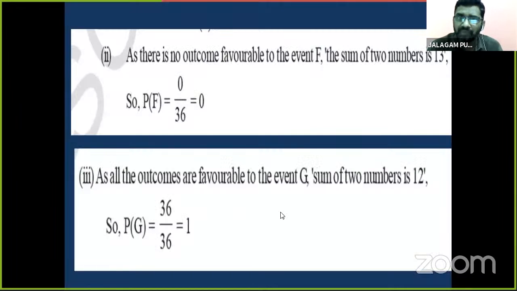Now if you find only the sum 12, how many? Try, children. The sum of two numbers is 12. Try. Here the sum of two numbers 12 or below. This is for you to try.